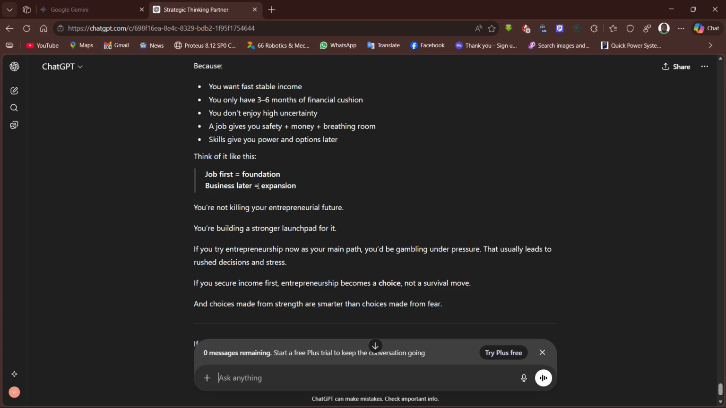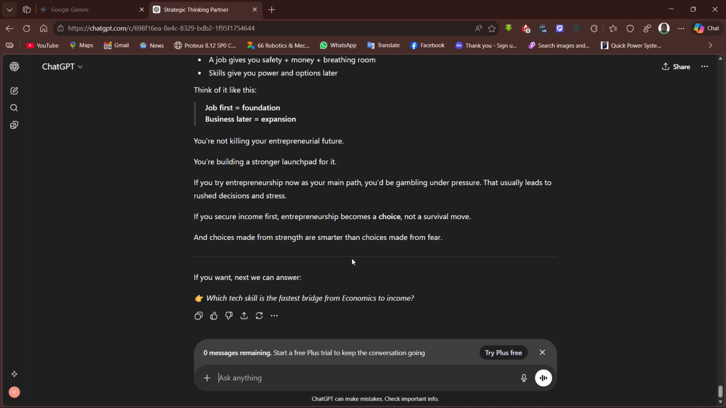Think of it like this: jobs first equals foundation, business later equals expansion. You're not killing your entrepreneurial future, you're building a stronger launch pad for it. If you try entrepreneurship now as your main path, you'll be gambling under pressure. That usually leads to rushed decisions and stress. Alright, now it says which tech skill is the fastest bridge from economics to income.